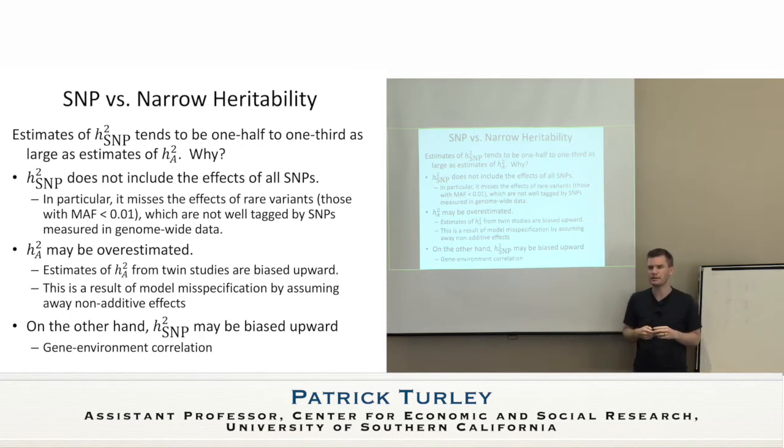Question from John: could dominance be more of a factor for the SNPs that aren't measured or for rare variants? And are there any studies or suggestive evidence about it? Yeah, that's a great question, actually.